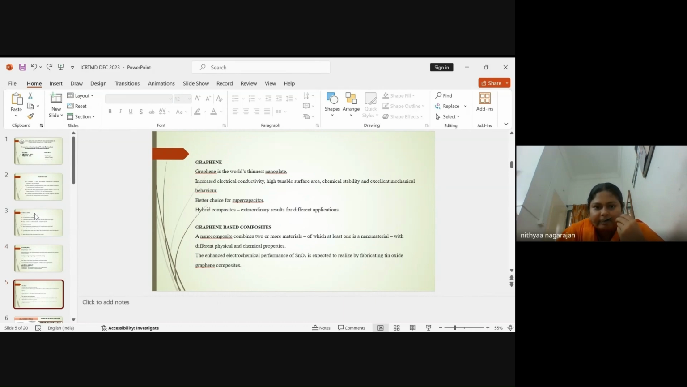And graphene is the world's thinnest nanoplate with high electrical conductivity, tunable surface area, chemical stability, and mechanical behavior. So using it in a hybrid methodology and a hybrid composite, we can get extraordinary results for different applications. The enhanced electrochemical performance of tin oxide is expected to be realized by fabricating tin oxide graphene composites.